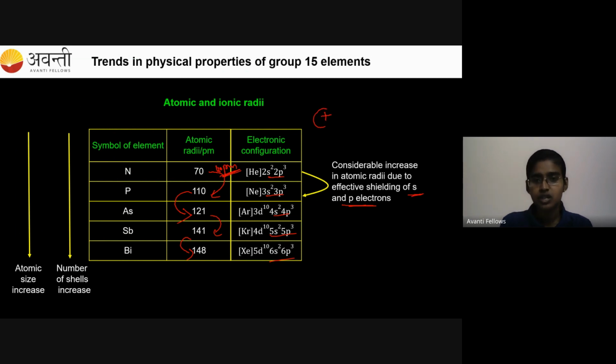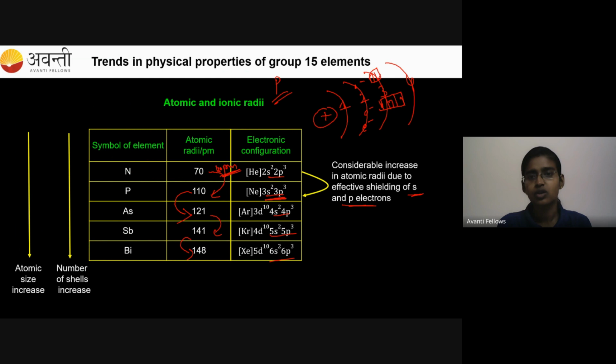So this is the nucleus. This is shell number 1. This is your shell number 2. Then shell number 3, shell number 4, etc. Right? So taking phosphorus as the case, for phosphorus the outermost shell is 3. In the 3s orbital I have 2 electrons, and in the 3p orbital I have 3 electrons. Okay. And also I have 2s2 electrons and 2p6 electrons in the inner shells.